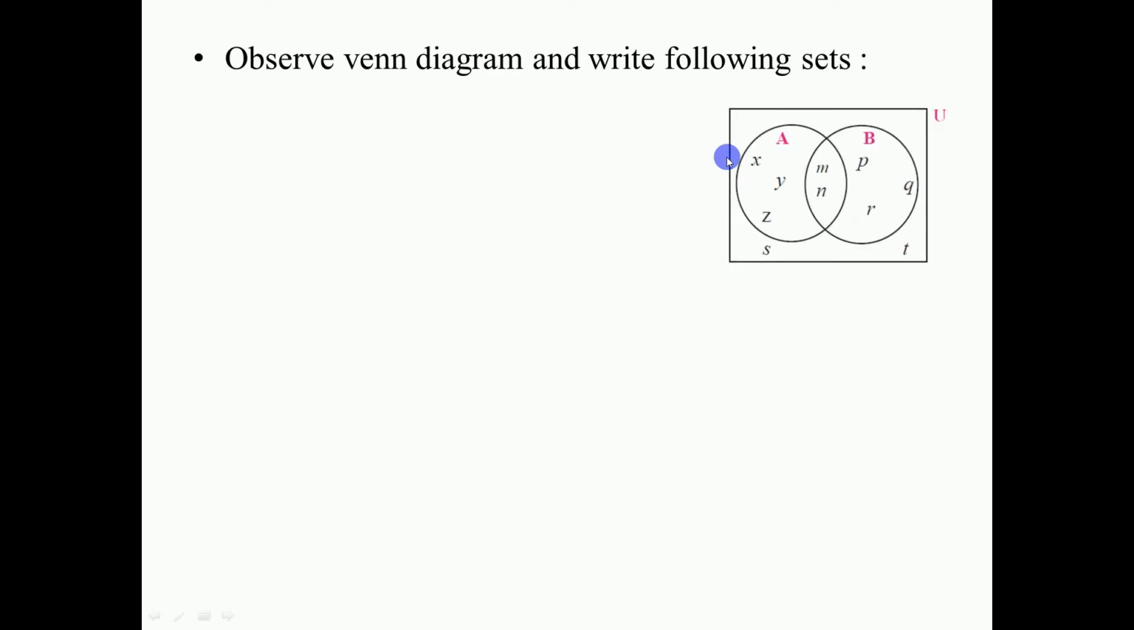So here is one question that is given here, the Venn diagram. This is the universal set, the whole box is a universal set where you have two sets, set A and set B, and in the set A you have x, y, z, mn. Mn is the common element which is present in set A and as well as set B, okay.